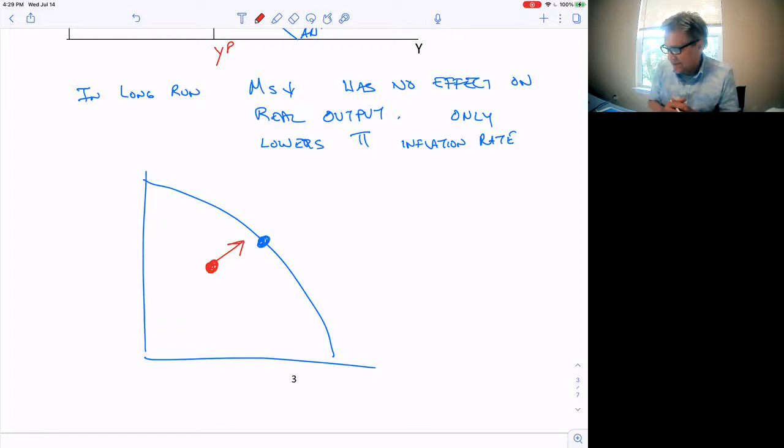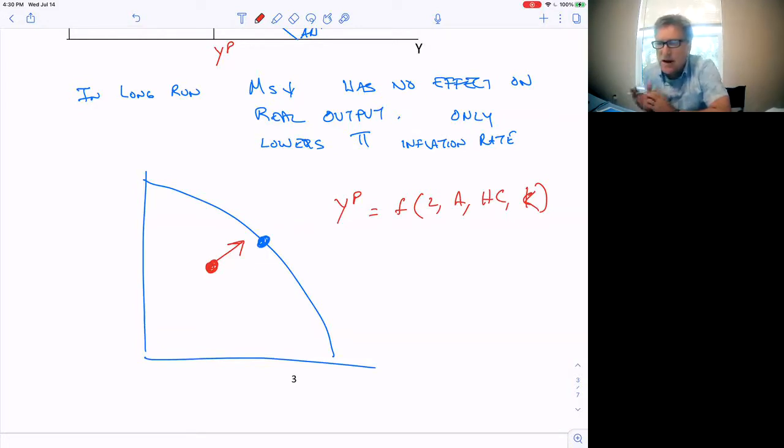And that's because potential output, Y_P, or where the PPF is, is a production function. It's a function of a whole bunch of different things: how many people we have, how much technology we have, how much human capital, how much capital. It's a function of those things. And the amount of money that's printed is not in that production function. The amount of money does not determine how much we produce in this country. It's our technology and our people and our productivity.